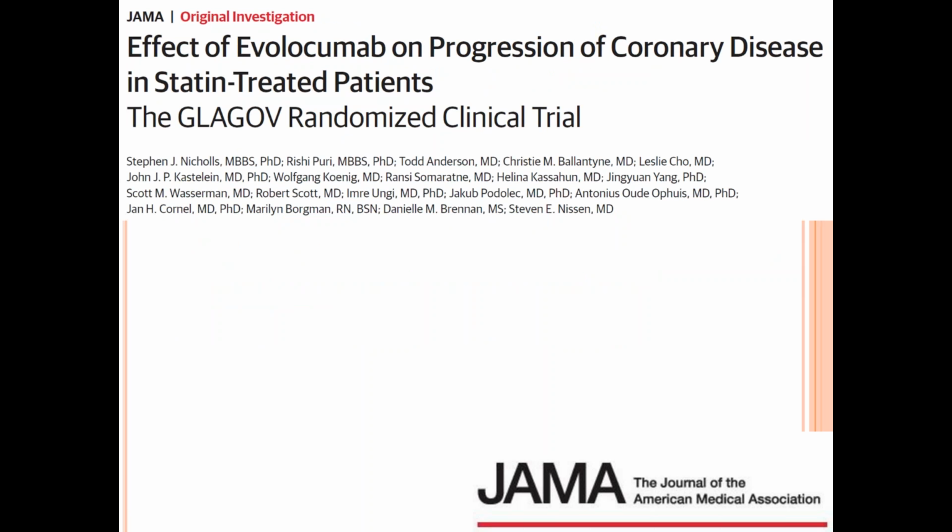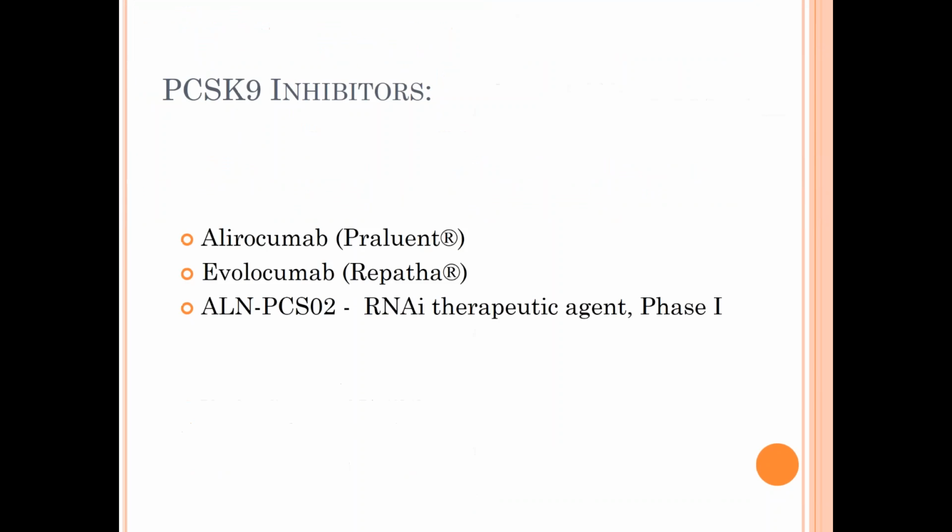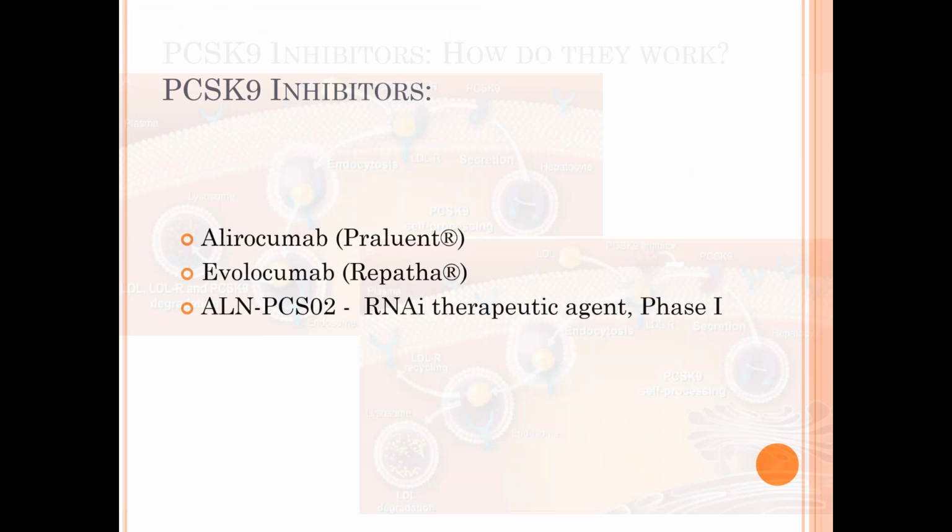This article actually came out fairly recently, looking at evolocumab, which is one of the newer PCSK9 inhibitors, and atherosclerosis with IVUS. So I just want to go over the PCSK9 because I feel like they're still probably fairly new. A lot of primary care physicians are not familiar with them. So there are two agents approved by the FDA, which is alirocumab and evolocumab, both monoclonal antibodies.